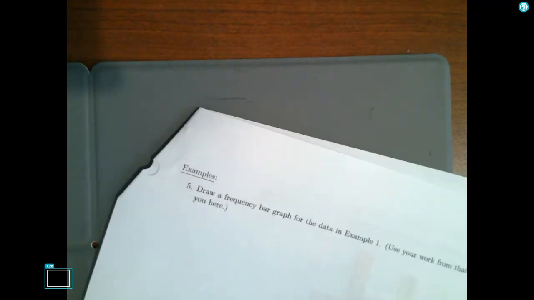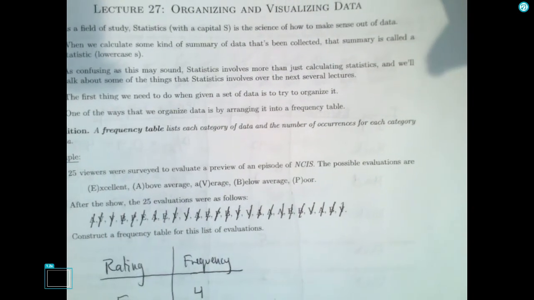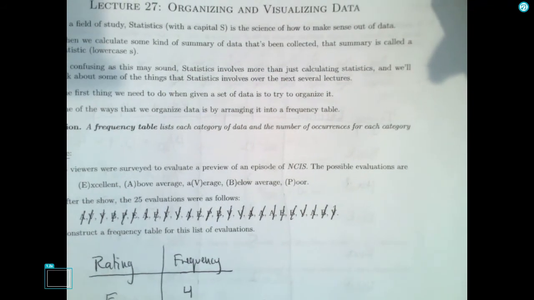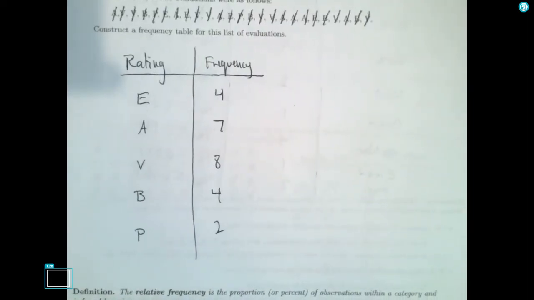So let's look at a couple of examples. Then I have one more thing I want to say. This says, draw a frequency bar graph for the data in example 1. Use your work from that example to help you here. What was example 1? Let's remind ourselves. 25 viewers were surveyed to evaluate a preview of an episode of NCIS. This was the raw data, and this was the frequency table that we came up with. So let's make a bar graph out of this now.